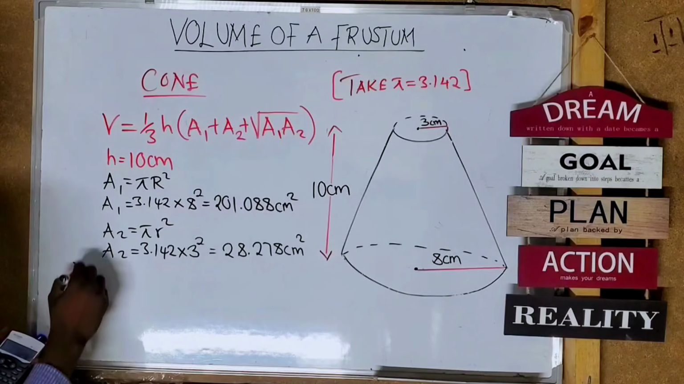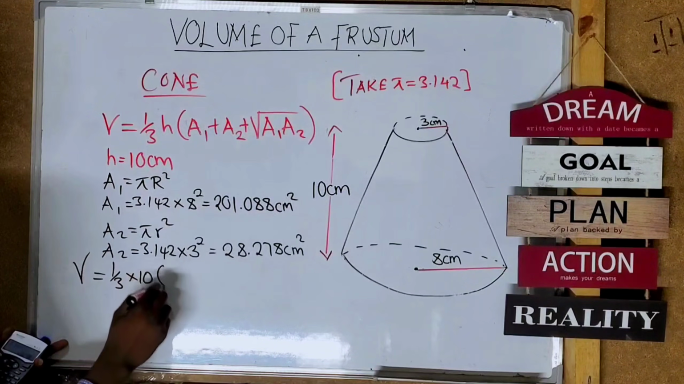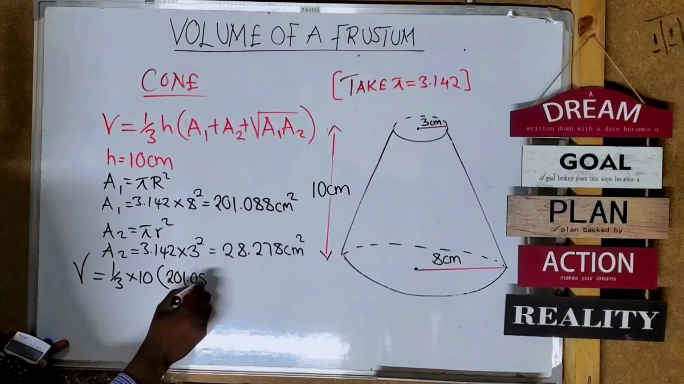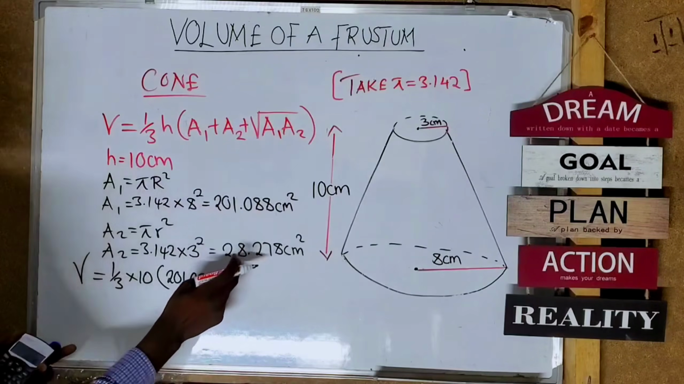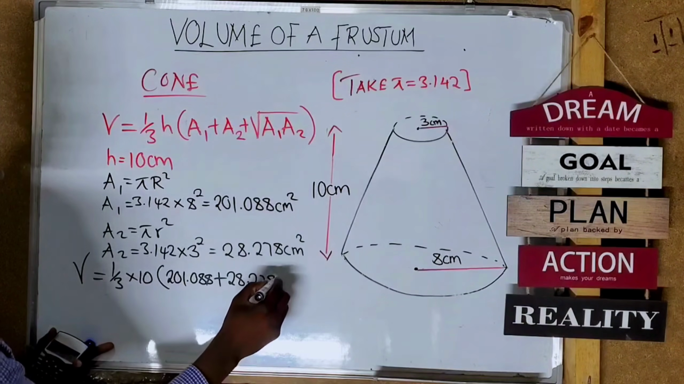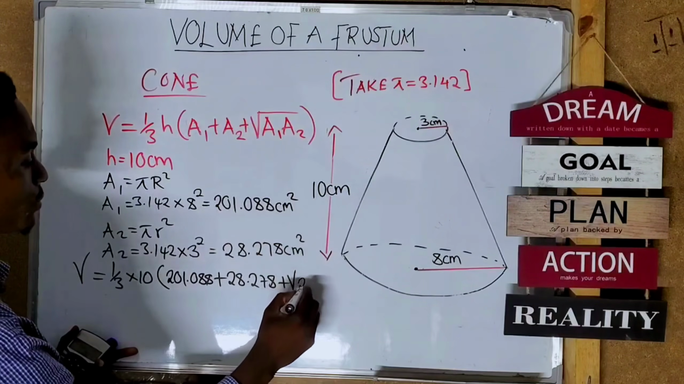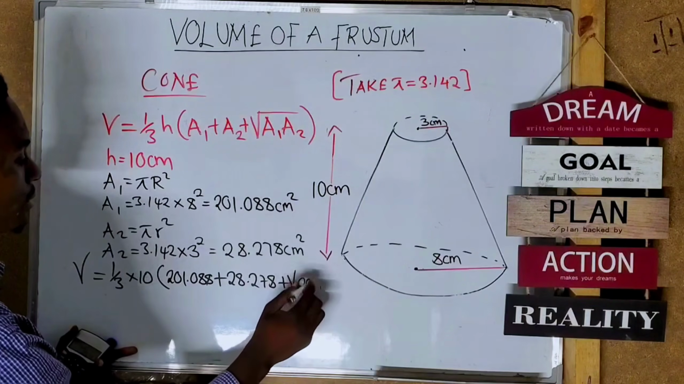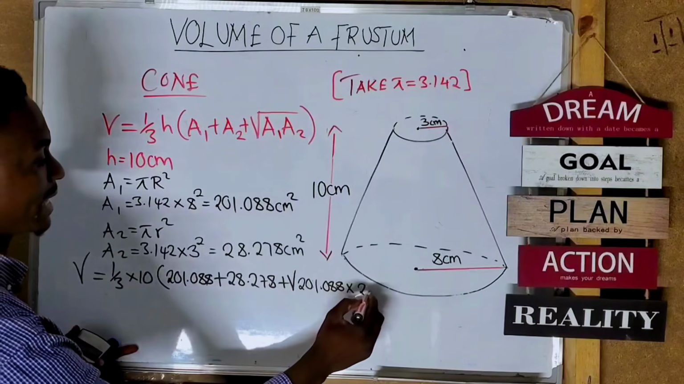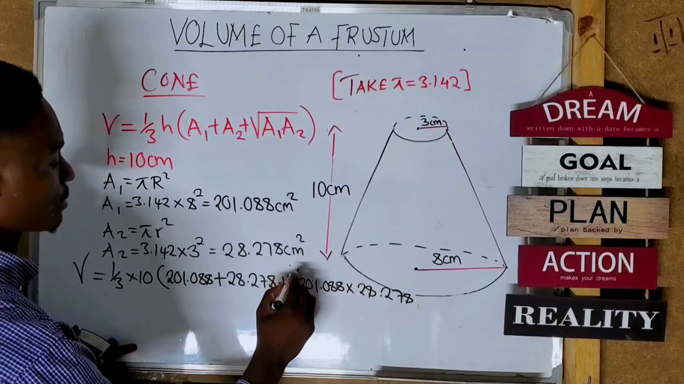So we can now substitute in this formula. Volume is equal to 1/3 multiplied by the height, which is 10, the perpendicular height, open bracket, area 1, which we found to be 201.088, plus area 2, which is 28.278, plus the square root of the product of the two areas, 201.088 multiplied by 28.278. This is the square root.